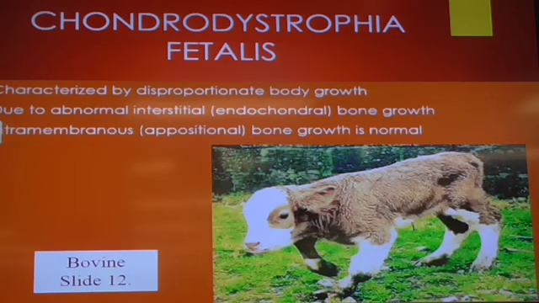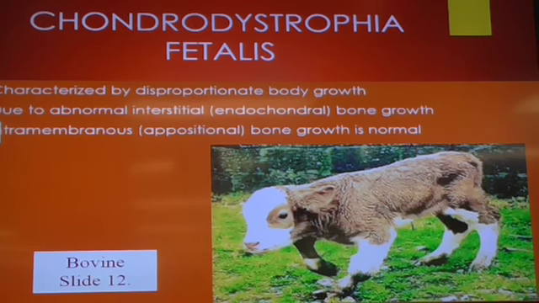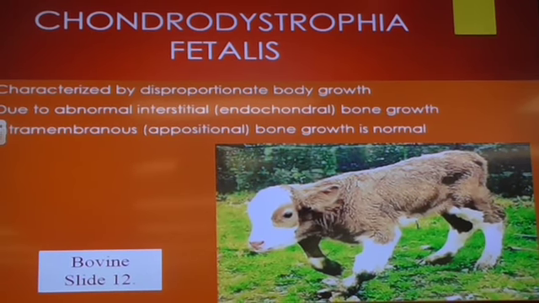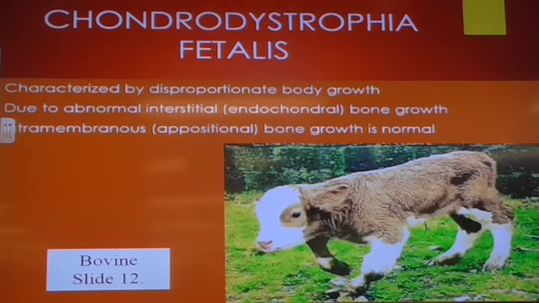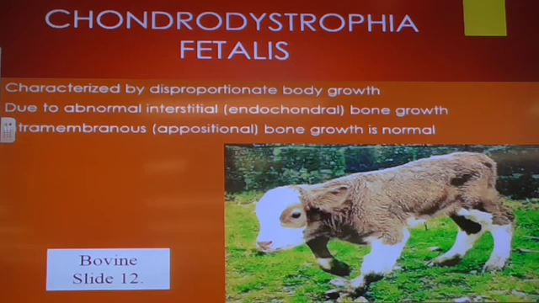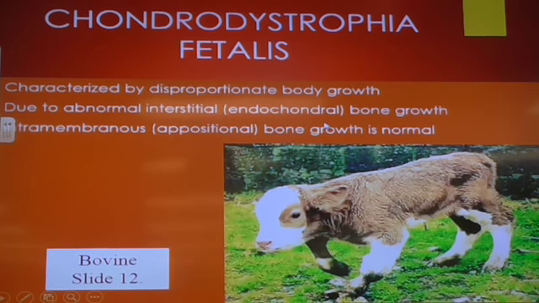All right. Back to class. We're still talking about some congenital defects. And this defect is called chondrodystrophia fetalis, and it's characterized by disproportionate body growth. And what does that mean, disproportionate? Meaning that the torso is of normal length, but the limbs are shortened. What happens is the interstitial or endochondral bone growth is abnormal. If you think about it, that is responsible for limb development.